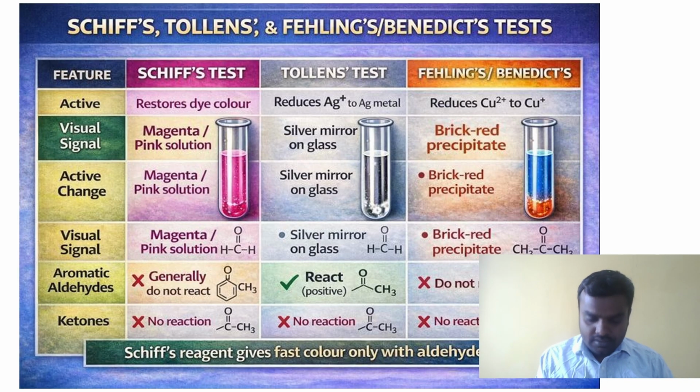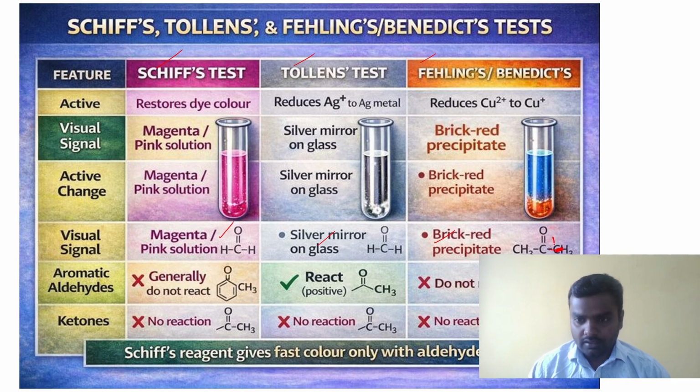Okay, guys, now we'll see the overall four tests: Schiff's test, Tollens test, Fehling's test, as well as Benedict test. Schiff's gives the pink color. Tollens converts silver plus into silver metal. In both Fehling's and Benedict, copper plus 2 converts into plus 1. So the visual signals are: pink color, silver mirror, and brick red precipitate.